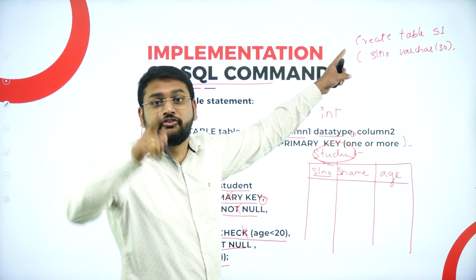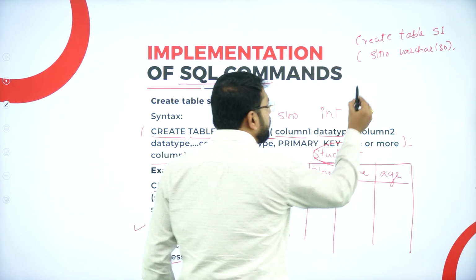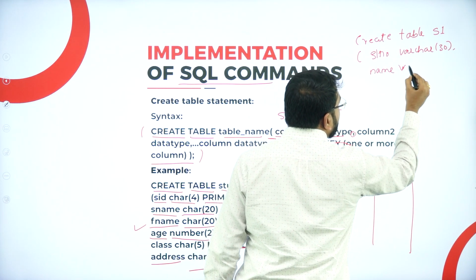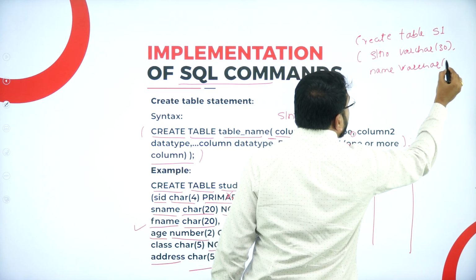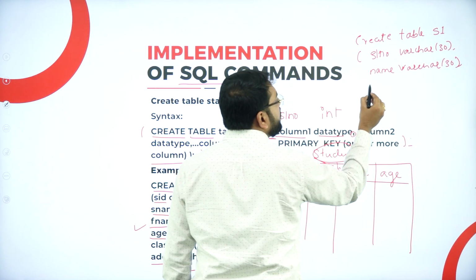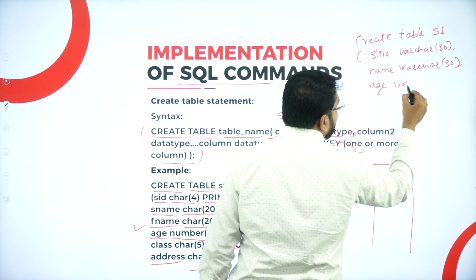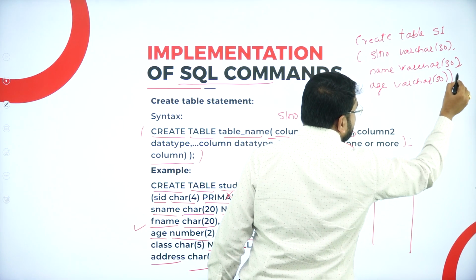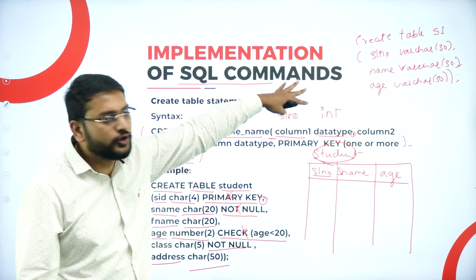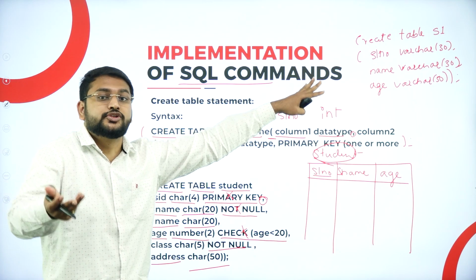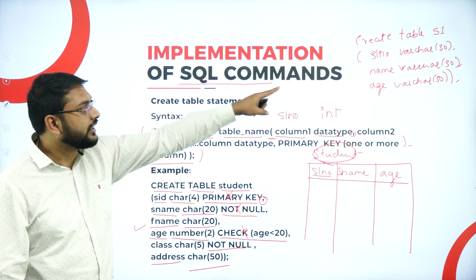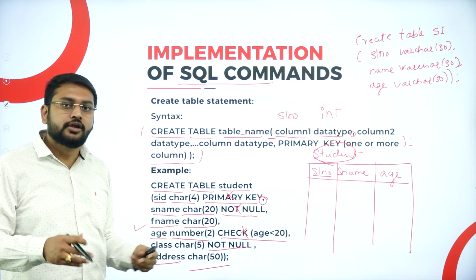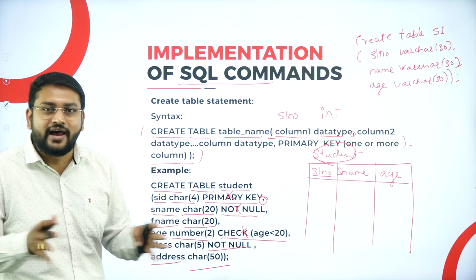So this will create the first column for me. I will create one more column. Let me write it as name, varchar 30. Comma. Then I will write age, varchar 30. After that, I will close the parenthesis and give the semicolon. This will also help me to create the table without constraints. This is with constraint, that is without constraint. Both are correct.